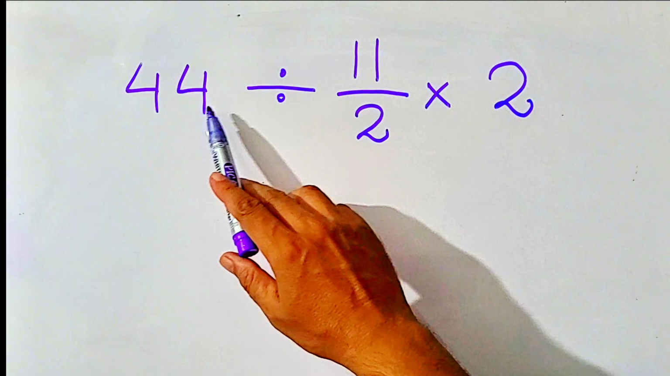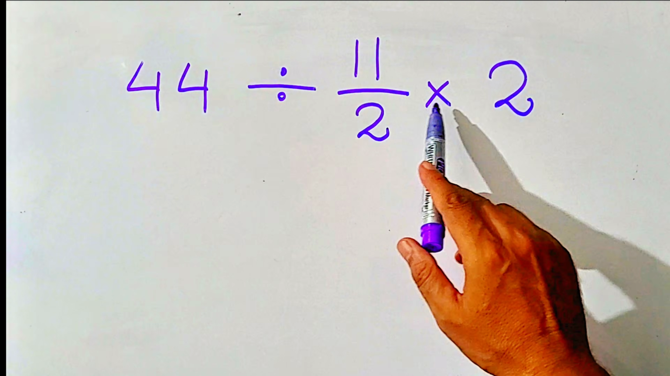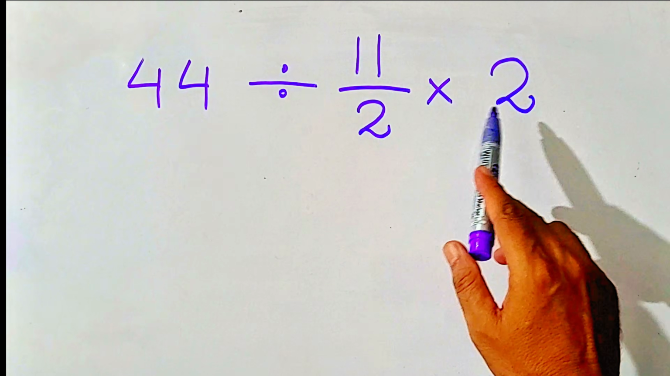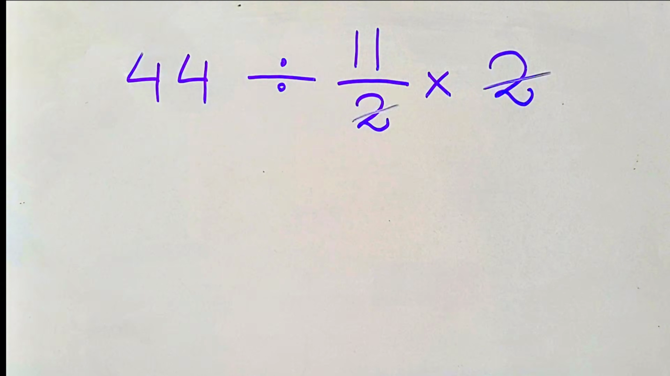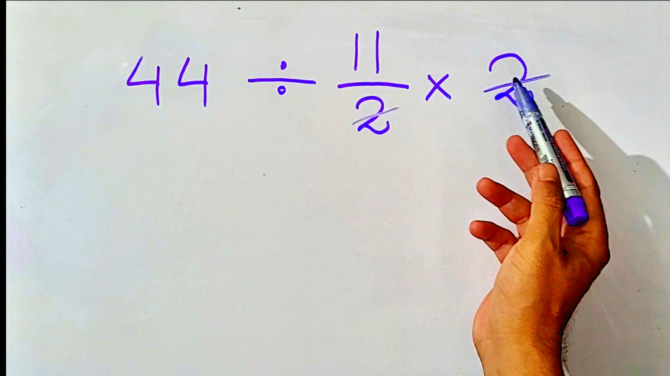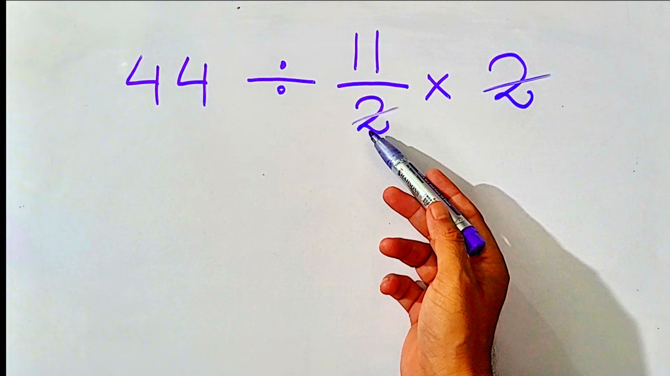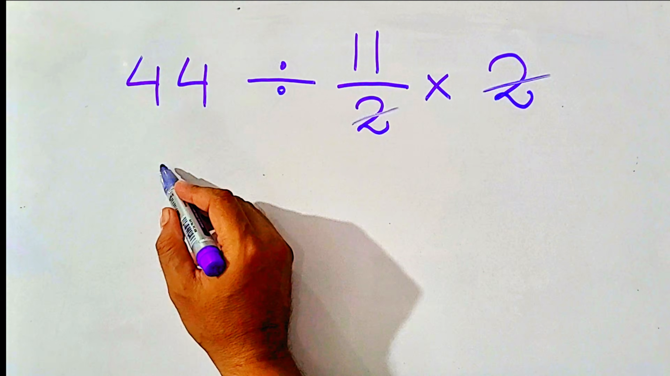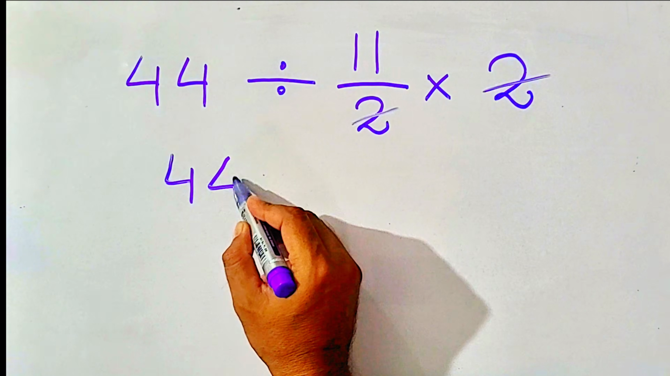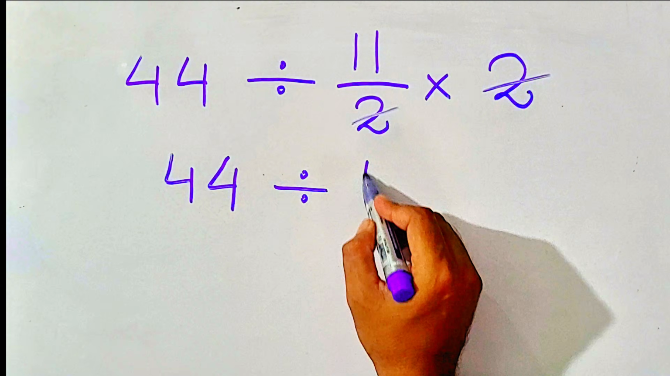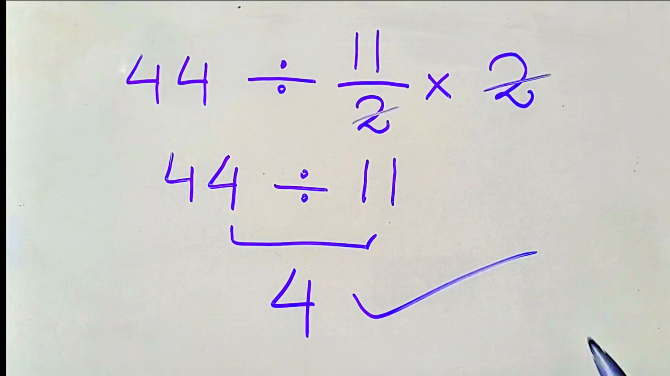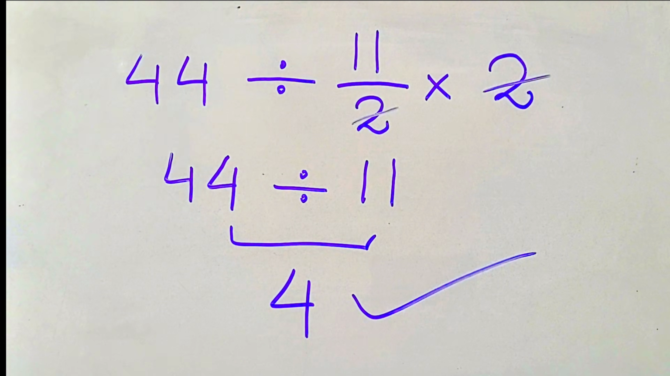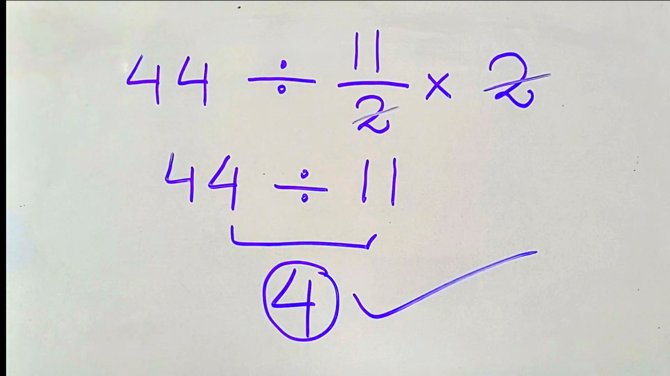We have question 44 divided by 11 over 2 times 2. By just looking here, maybe there is a cancellation because 2 and 2 are being multiplied. One is in the numerator and the other is in the denominator. So with cancellation, we will get 44 divided by 11, which gives us 4. It means it was quite simple because we got 4 in just 20 seconds.